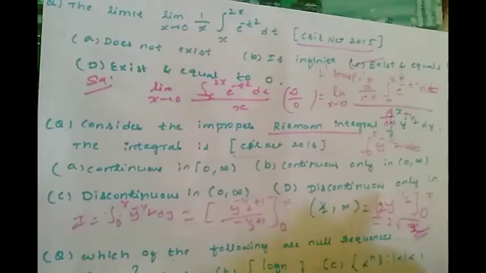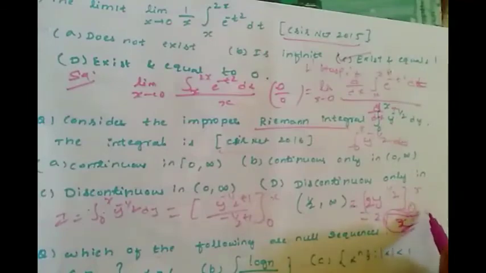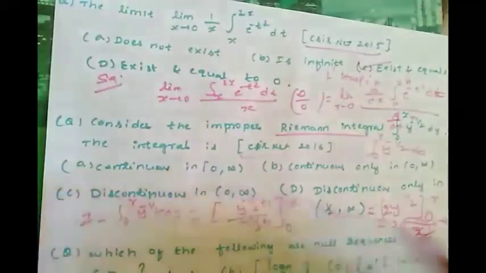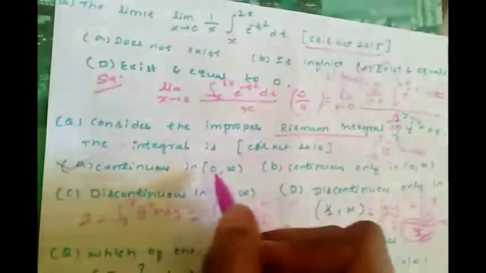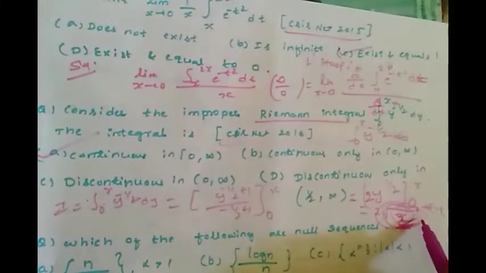Then we observe that the root is defined only for non-negative values. The correct option is continuous in closed 0 to infinity, since 0 is also defined for the root. We can take 0, 1, 2, 3, any value, and this is satisfied. Therefore option A is the correct option. Now we move on to the next problem.